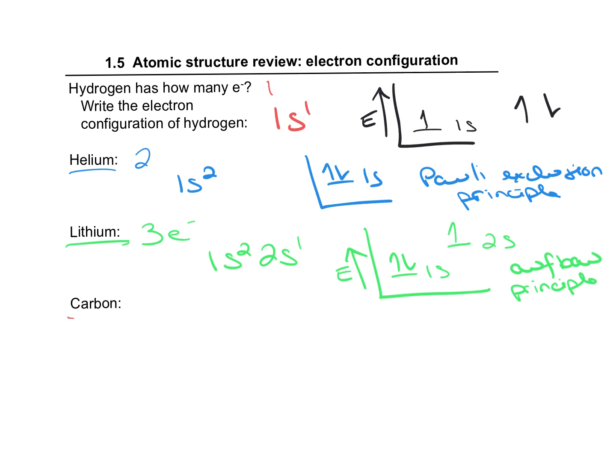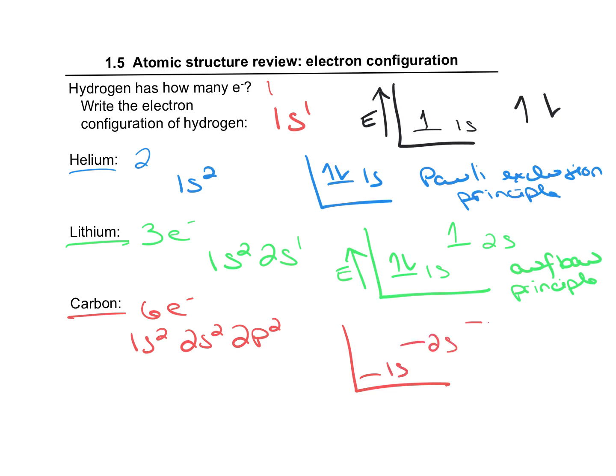Next, let's skip ahead to carbon, where we have 6 electrons. So here we have 1s2, 2s2, 2p2. So here is our 1s orbital, and then our 2s orbital, and then we have three p orbitals. One of them is in the x direction, one is in the y, and one is in the z direction. Now, the p orbitals are called degenerate orbitals, which is just a fancy word for saying they have the same energy as each other.